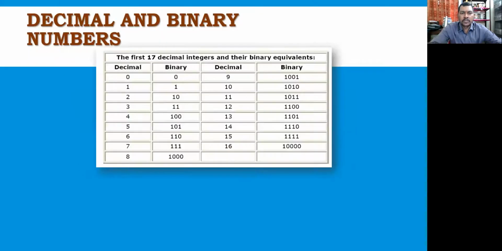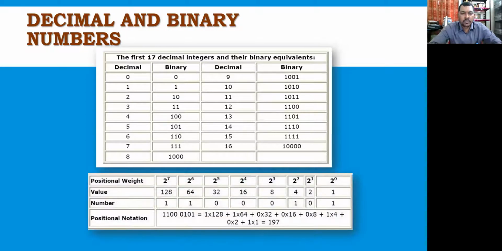And the other one is integers and their binary equivalent. We have made this table of 16 numbers, from 0 to 15. I have told you to do that. So the equivalent of decimal zero is zero in binary, 4 is 100, 5 is 101, 6 is 110, 7 is 111, and 8 is 4 bit, that is 1000, then 9, 10, 11, 12, and so on. So this is what we have studied.